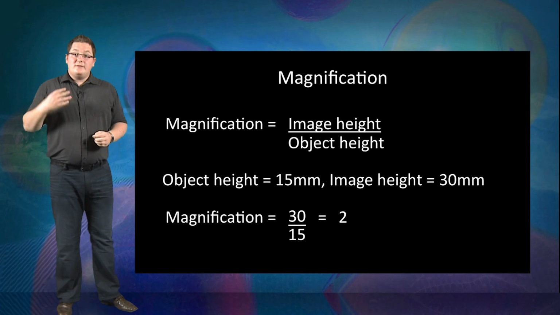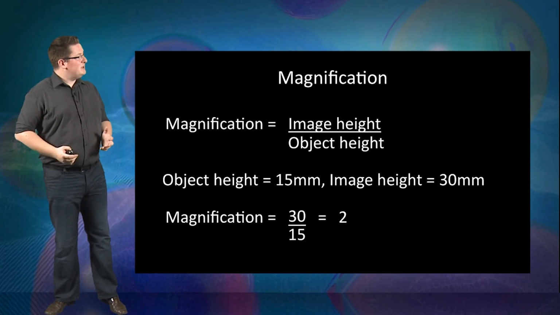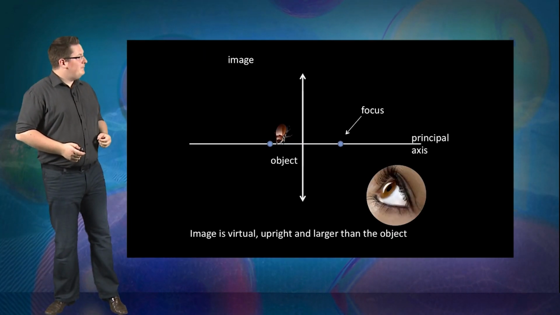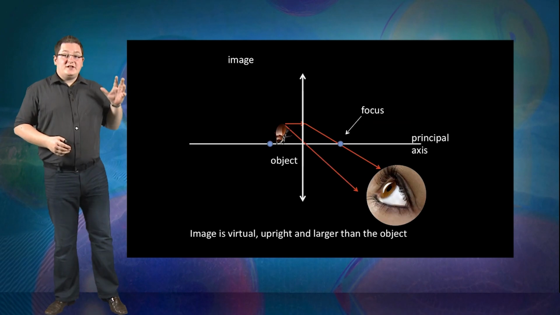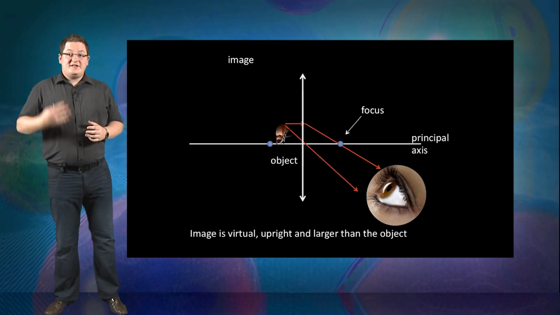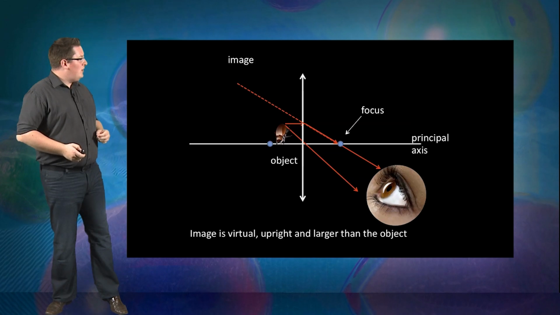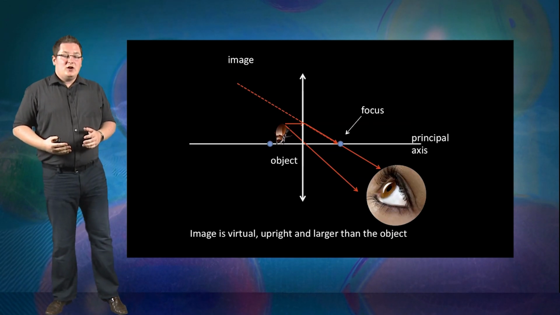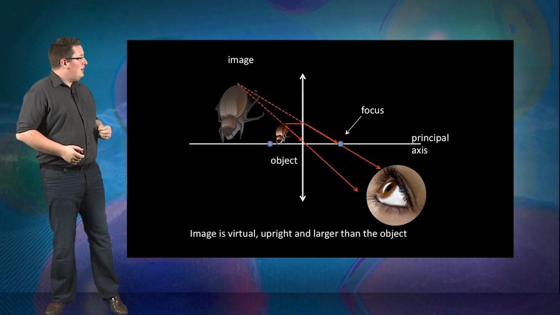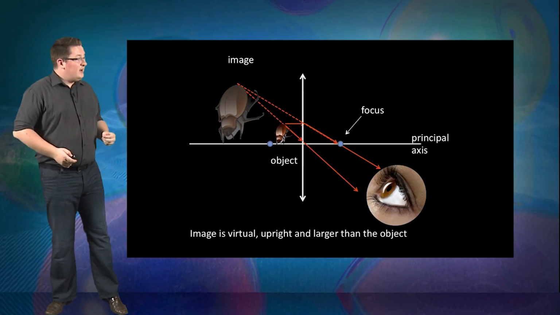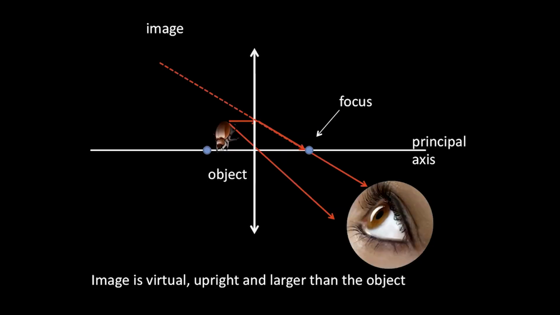We can show how a converging lens magnifies an object by drawing a ray diagram. The rays are diverging. The only way to see the image is to look through the lens. Tracing those rays back, we see we get a virtual image. It's virtual, upright, and magnified.